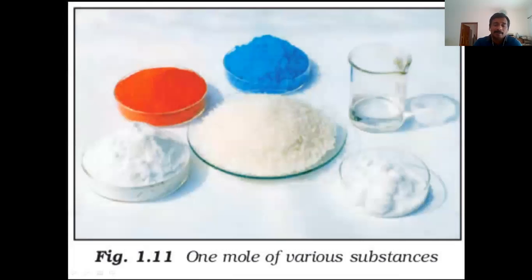You can see it here. Potassium dichromate. If you take 1 mole potassium dichromate, this is the quantity. Copper sulfate, this is the quantity. Water, you can say 1 mole water. 18 grams, that is 1 mole water. Some other salts are taken to represent 1 mole. So I think now you have a little idea about this mole concept.